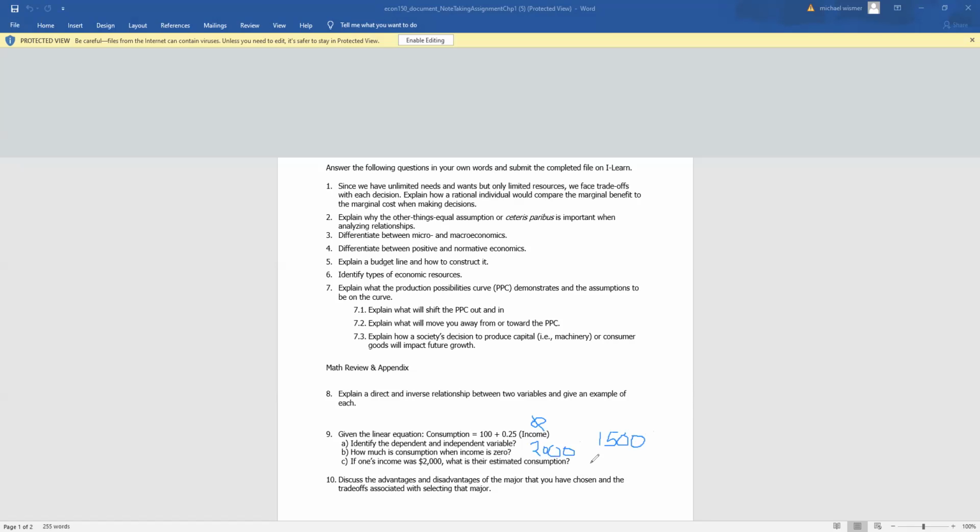So see what happens? So now we could say, gee, what's the relationship between consumption and income in terms of these two variables? Is it a direct relationship or an inverse relationship? We say that it's a direct relationship because as income goes up, consumption will also go up. They move in the same direction. Okay, those are the things I want to talk about in terms of week one. Hopefully that was helpful for you.